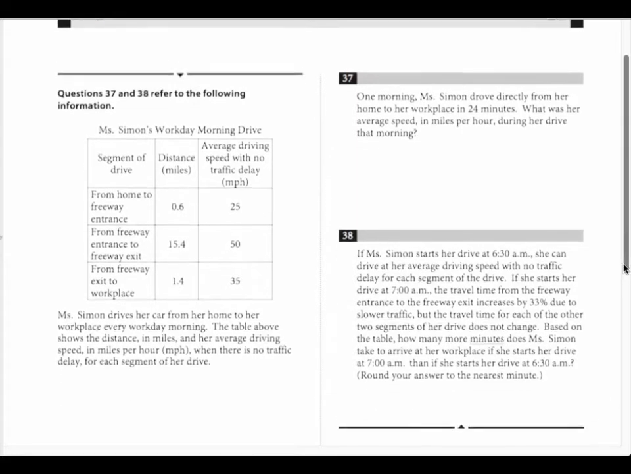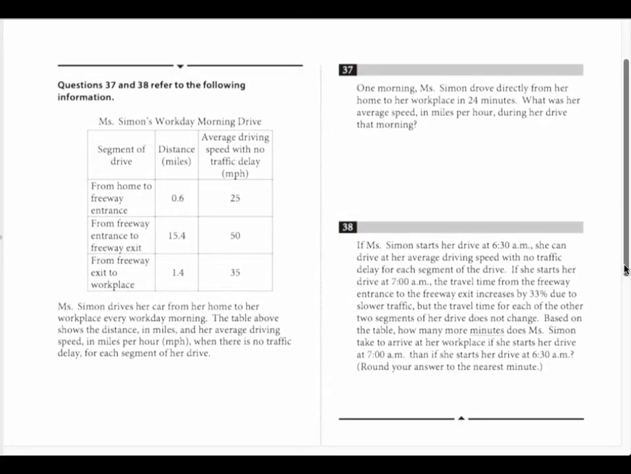Problem number 37 and 38 are both from this table of values. So let me explain what the table of values represents. It says Miss Simon drives her car from her home to her workplace every workday morning. The table above shows the distance in miles and her average driving speed in miles per hour when there is no traffic delay for each segment of her drive.